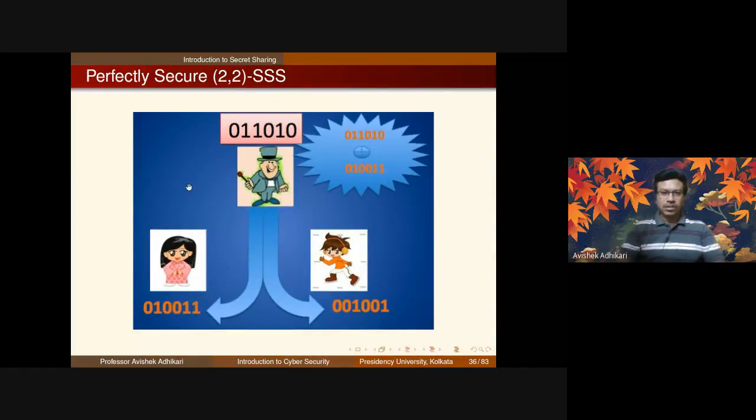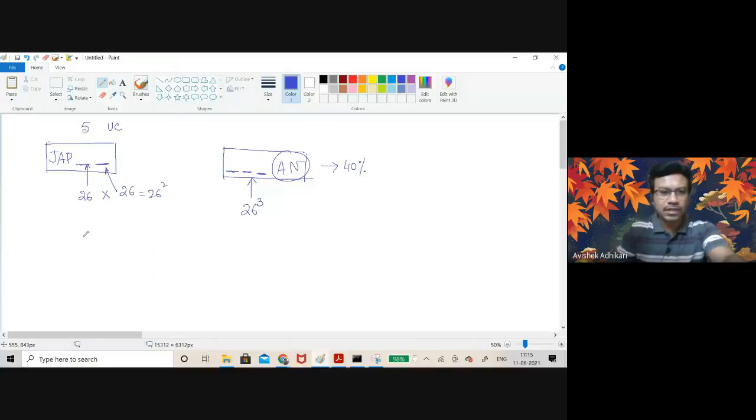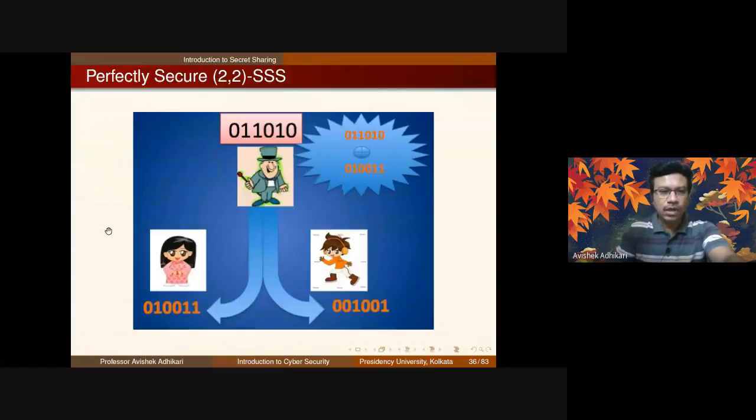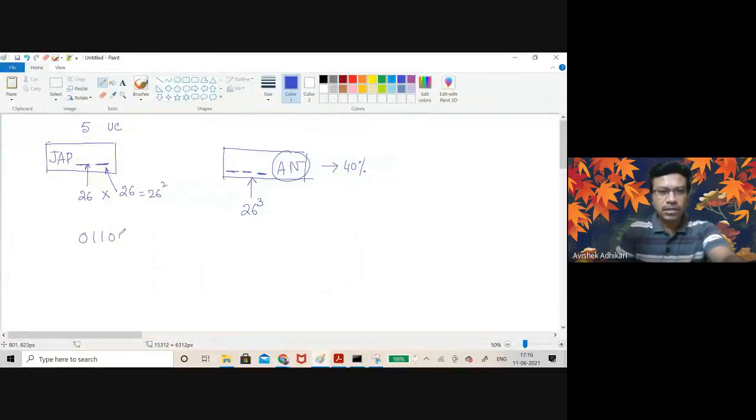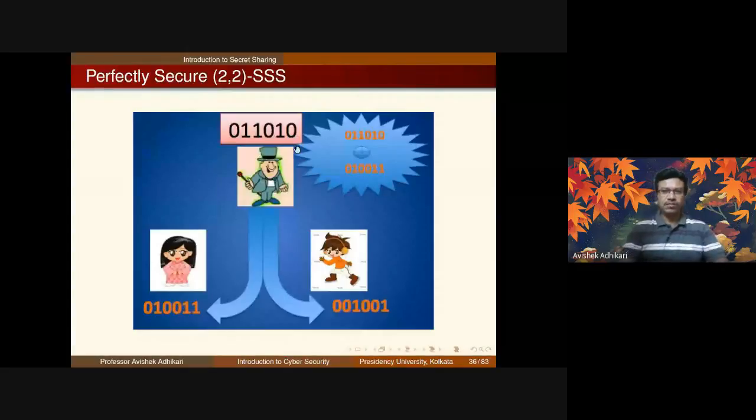Suppose my password here is in binary: 011010. So my password is in binary 011010. There are 6 binary characters here, zeros and ones. So the dealer wants to distribute this password among this girl and this boy. How, and what to do then?